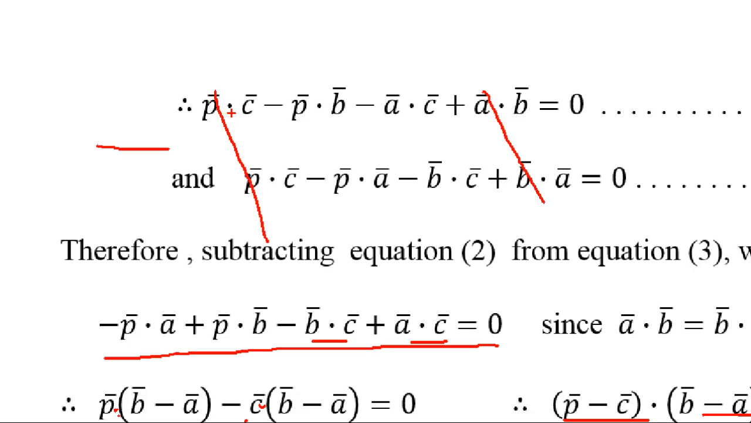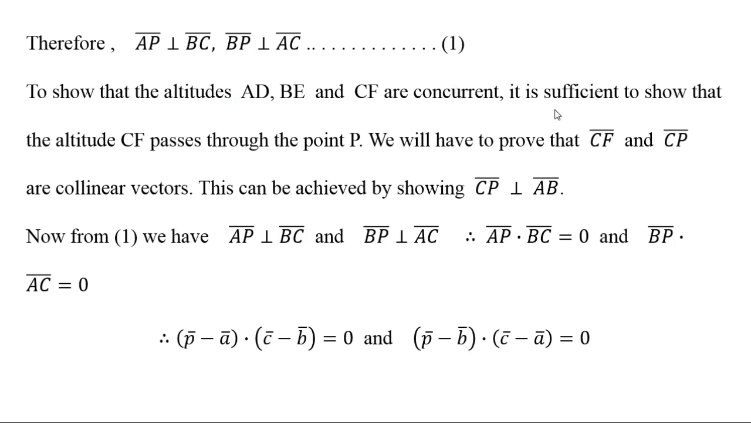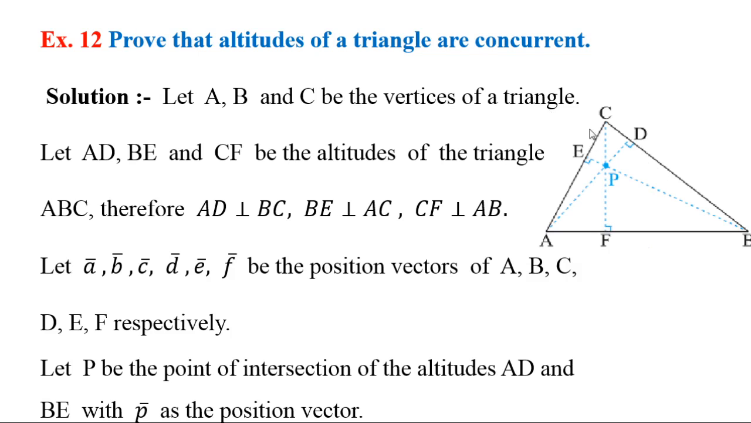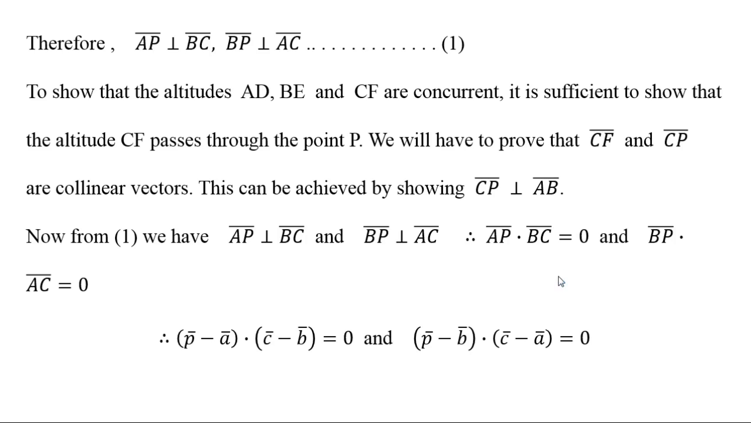We have proved that CP bar, here is CP bar, CP is perpendicular to AB. That means CP produced is also altitude. And this proves that three altitudes are concurrent. Okay, so this was application of scalar product to geometry.